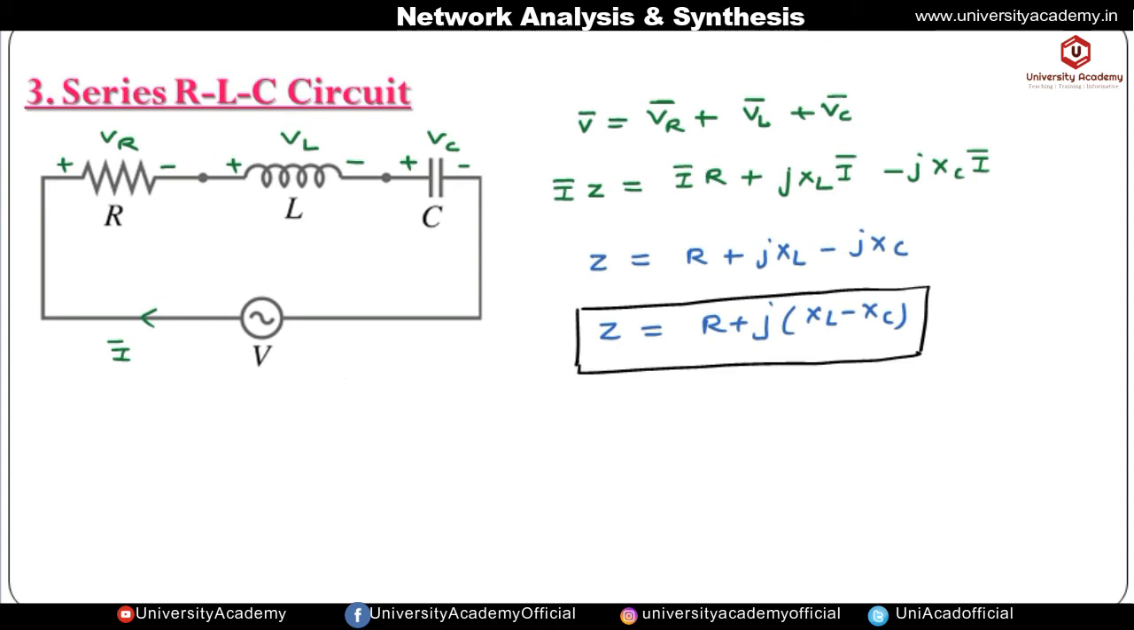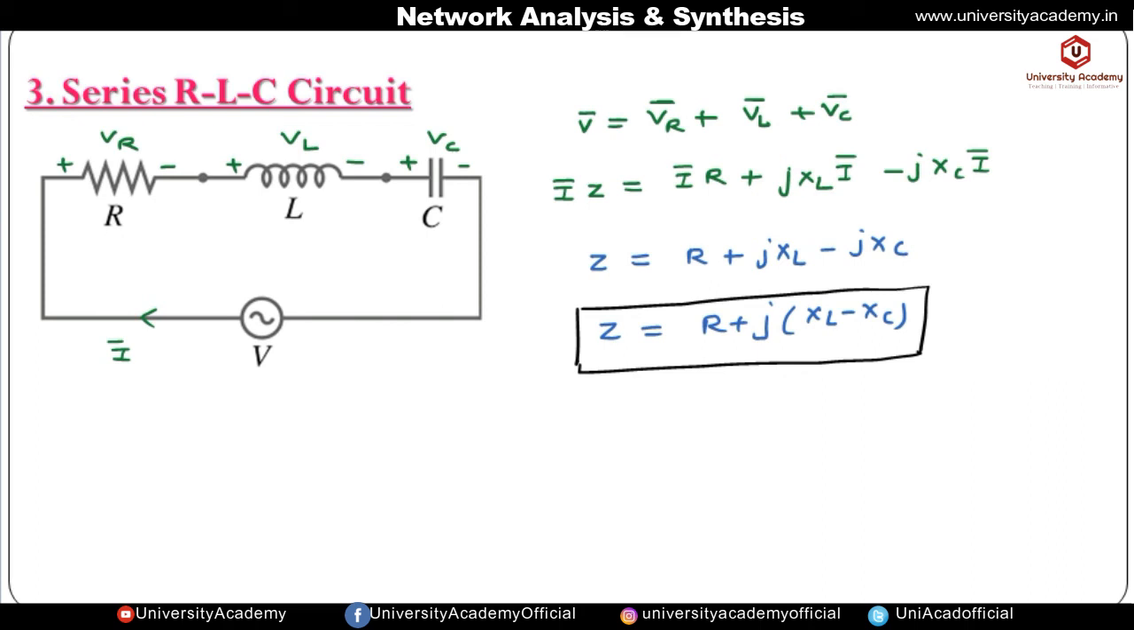So here, if the value of XL is greater than XC, it means the circuit is more inductive. Then this imaginary term will have the positive sign. But if the XC value is greater than XL, it means the circuit is overall capacitive in nature, and the value of this imaginary term will be negative.